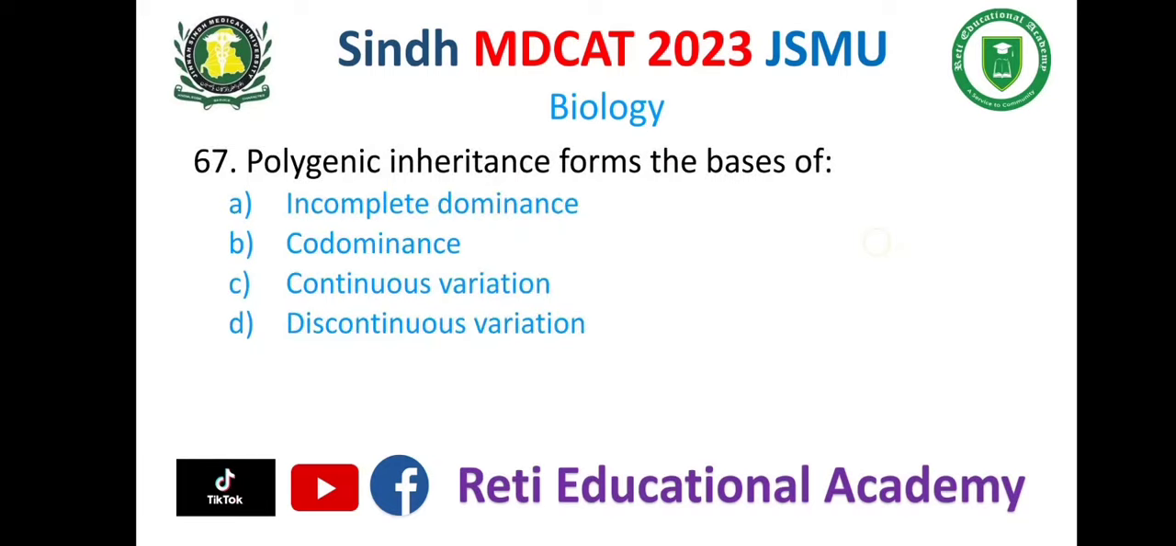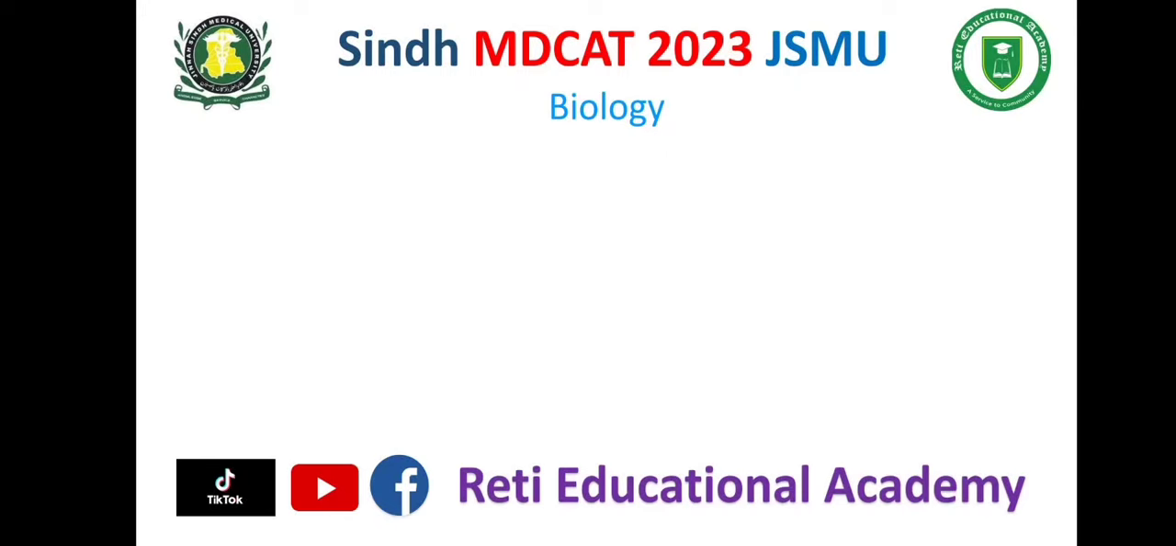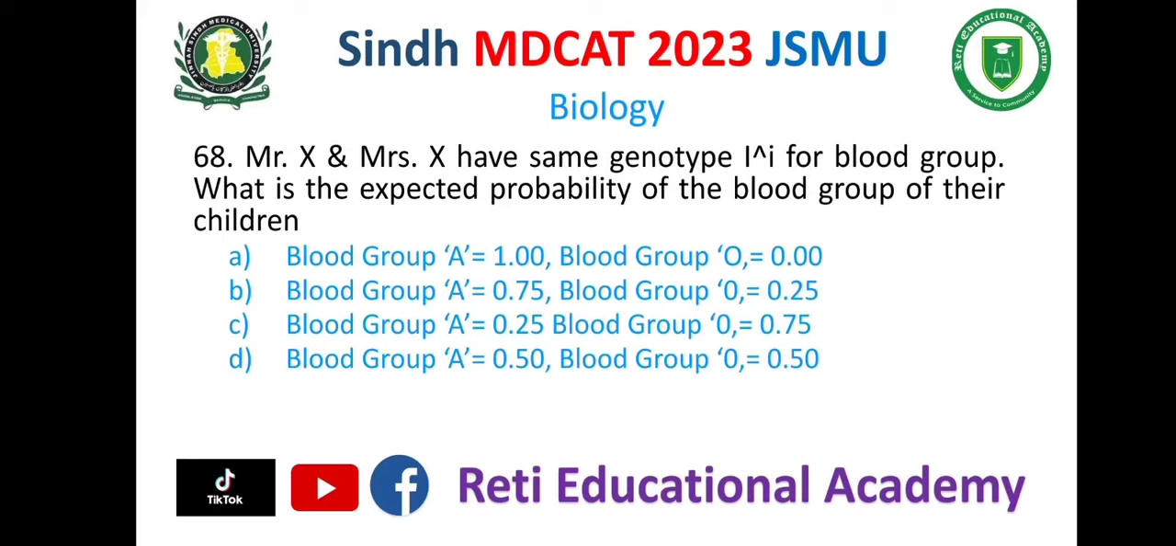Question number 67. Polygenic inheritance forms the basis of A, incomplete dominance, B, codominance, C, continuous variation, D, discontinuous variation. And the correct option is C, continuous variation. Question number 68. Mr. X and Mrs. X have the same genotype for blood groups. What is the expected probability of the blood group of their children? And the correct option is B.